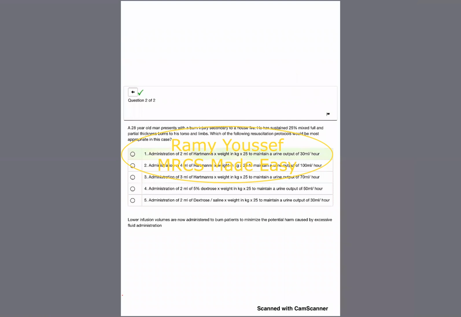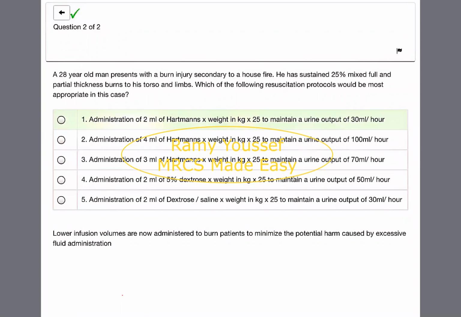Exactly. The formula we are talking about here is 2 to 4 ml of Hartmann's, the Parkland formula. Here, he said to prefer giving 2 ml, so as not to overload the patient. If the patient has no severe injuries, you can start with 2 ml, but we used to give 4 ml and apply the formula for the patient.